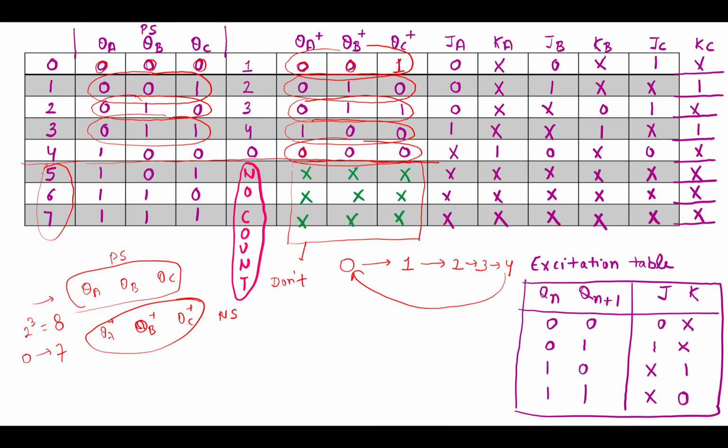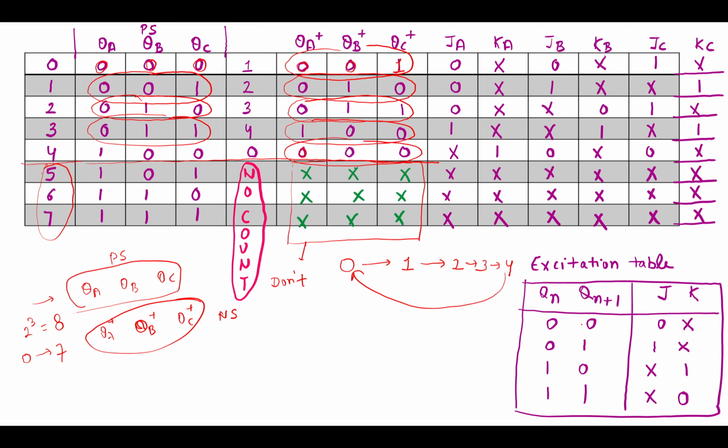Because after 4 we go for the 0 state, and after the 0 state the counting is complete, and 5, 6, 7 are not our requirement. We do not count 5, 6 and 7, we only count from 0 to 4, and after the reset we come to the original state.